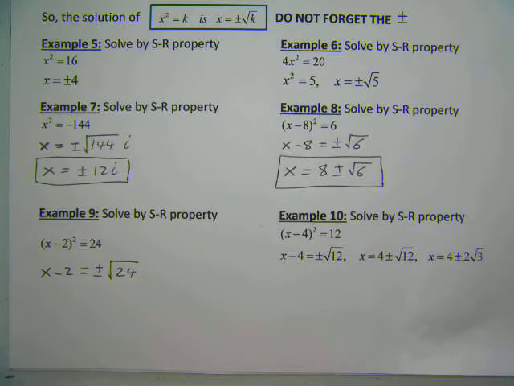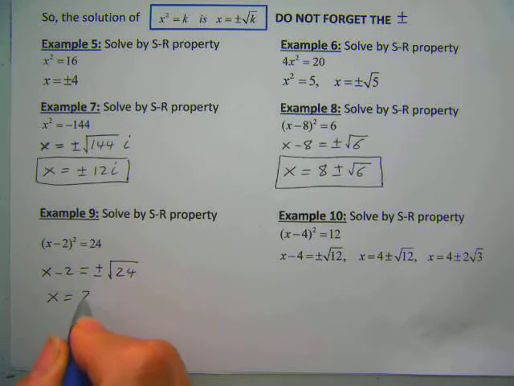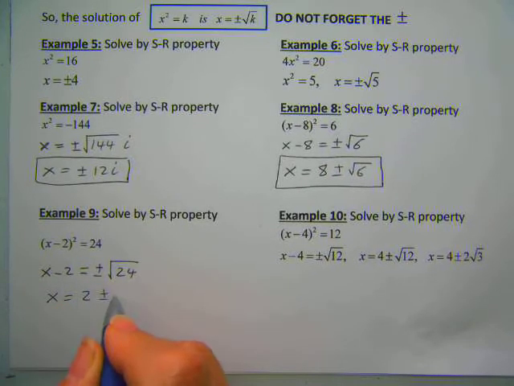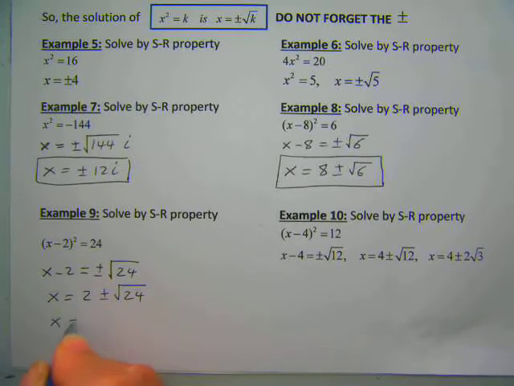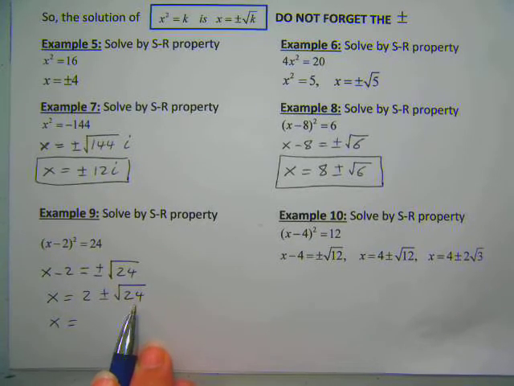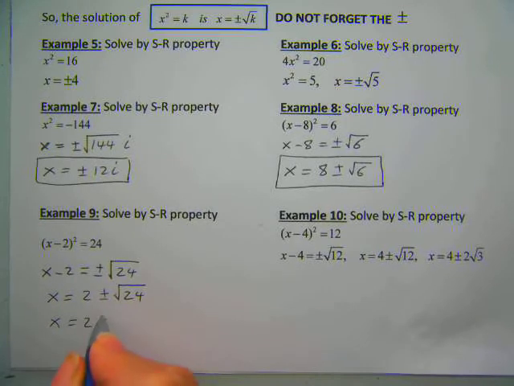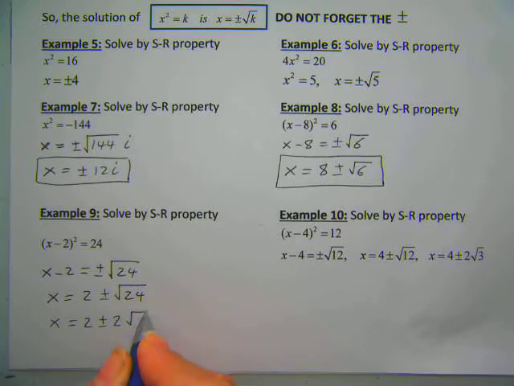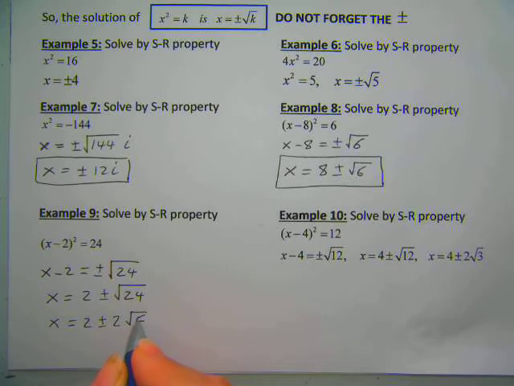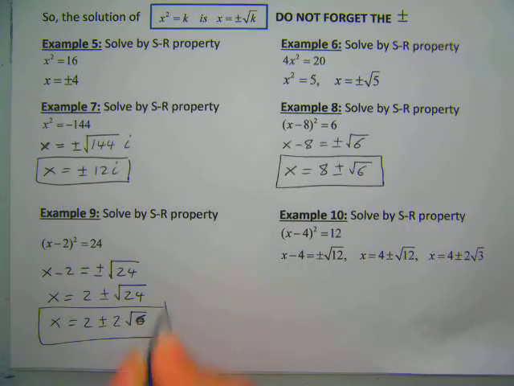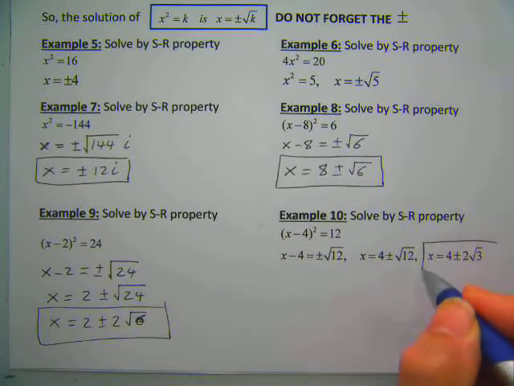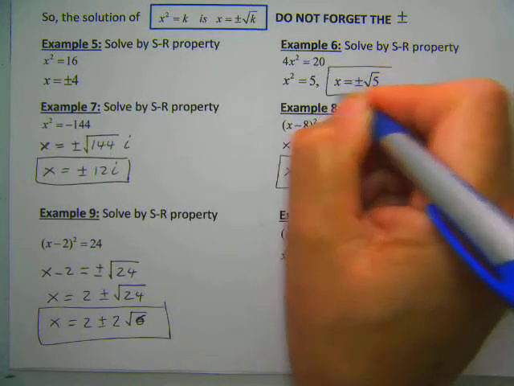Square root of 24. Move, meaning add the 2 to both sides. Then we get 2 plus or minus the square root of 24. Okay, I'll do it in 2 steps. And now, what is inside the square root? This is 6 times 4. And the 4 comes out as 2, so 2 root 6. Okay, so you have all these problems solved for you.